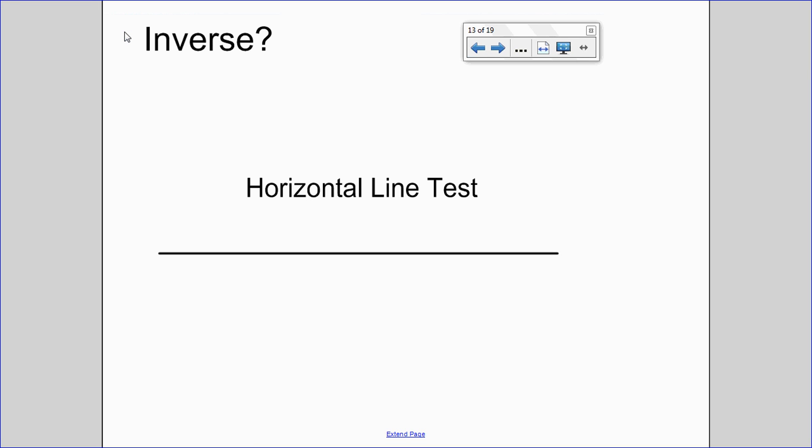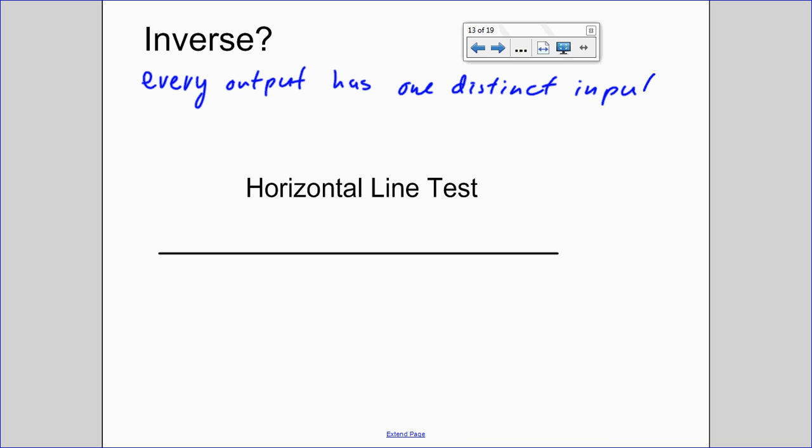Okay, so through your work of 1 through 6, you should have known when a function has an inverse. So I'm just going to go through that quick to help you out. When a function has an inverse, every output has one distinct input. So another way to say that: with a function we've been looking at, every x has a y. If a function has an inverse, then every y only goes back to one x value. We can check that on a full function with a horizontal line test.